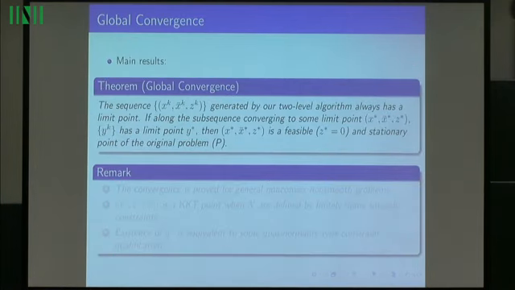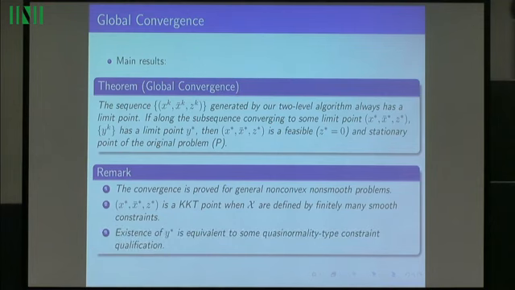So based on these assumptions, we can prove that this 2-level algorithm would always have a limit point in convergence. And along the subsequence converging to that limit point, if the y's, the dual variable sequence, has a limit point, then we can show that the limit point it converges to is a feasible stationary solution. And the existence of a limit point on the dual variable sequence can be guaranteed by some constraint qualification. So basically, this 2-level algorithm converges as expected.